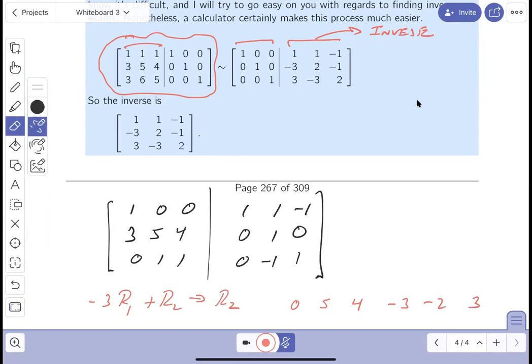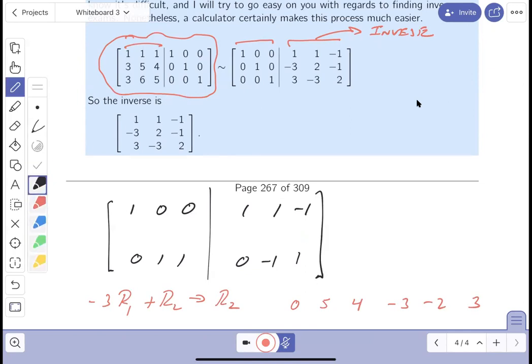Let me make sure I did that right though. Minus 3 would be 0, 5, 4, minus 3, minus 3 plus 1, minus 2, and 3. Yeah, I did a good job. By the way, it's a famous last word. I did a good job. When you find out you didn't get the right answer, say, Jeff must have made a mistake somewhere.